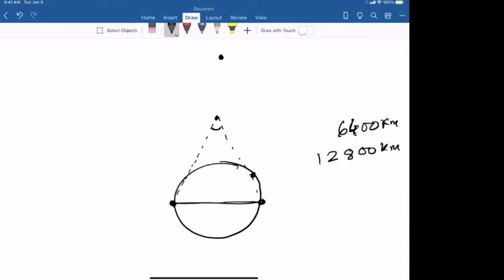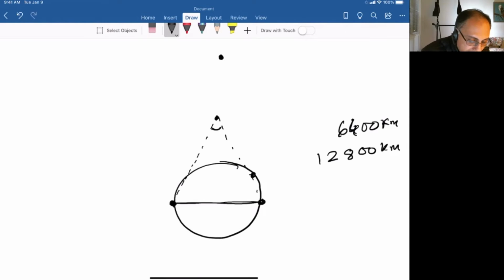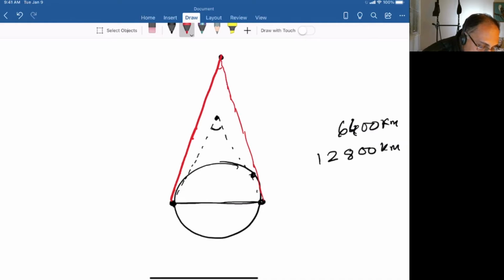Will it be smaller? Yes, it'll be smaller. Exactly. Very good. So let's just see that. You draw a line like this, and you draw another line like that. Now you can see that the wedge made at the top, the angle made at the top, is smaller than before. So as an object gets further and further away, the parallax angle gets smaller and smaller. That makes sense?